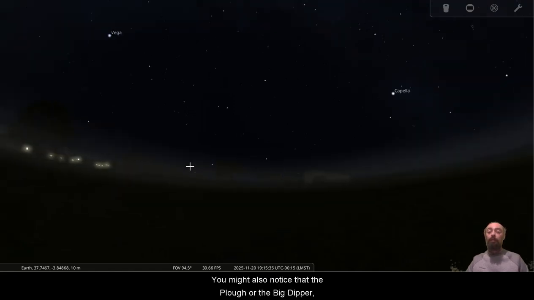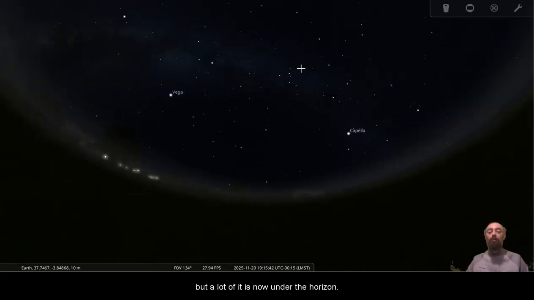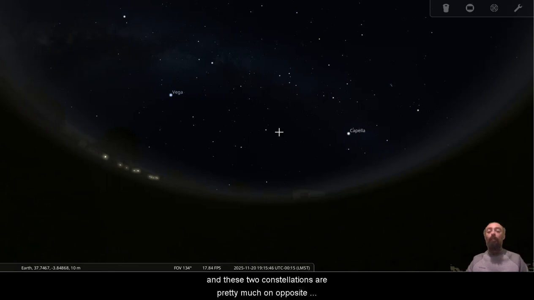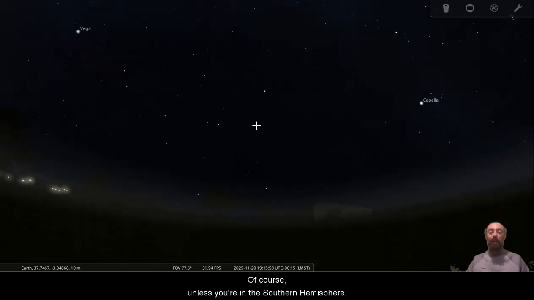You might also notice that the plough or the Big Dipper is much harder to spot here. We are seeing some of it, but a lot of it is now under the horizon. We still have Cassiopeia up there, roughly pointing us in the correct direction, and these two constellations are pretty much on opposite sides of the sky to each other. So either they will both be on the horizon, or one will be above the horizon and one will be below. Of course, unless you're in the southern hemisphere.